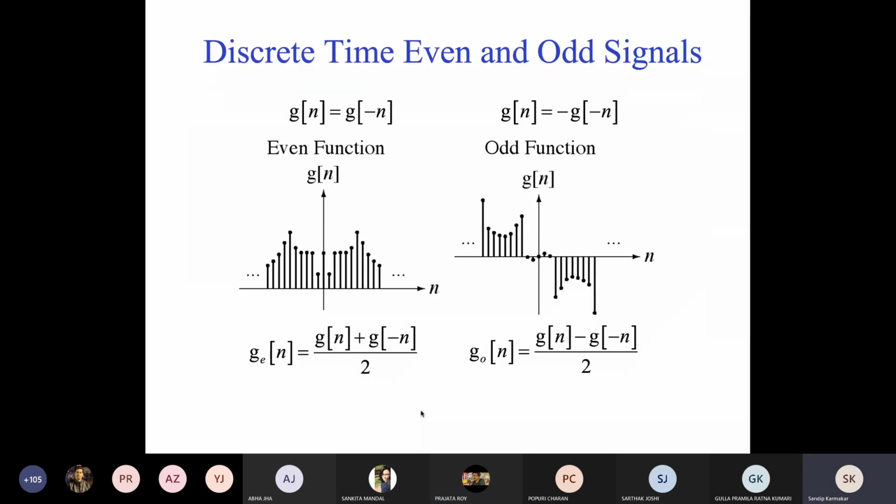Okay, sir. Discrete time even and odd signals are similar to continuous time even and odd signals. g[n] equal to g[-n] for even and g[n] equal to -g[-n] for odd function. And every function has an even part and an odd part in discrete time also, where g_even[n] equal to (g[n] + g[-n]) by 2 and g_odd[n] equal to (g[n] - g[-n]) by 2.